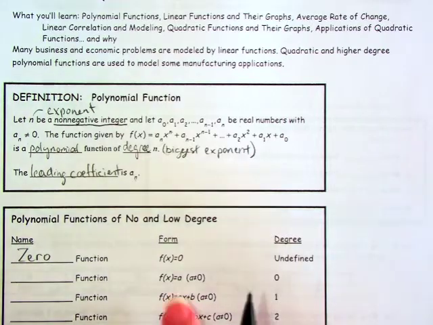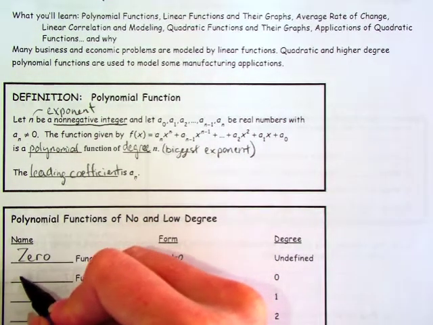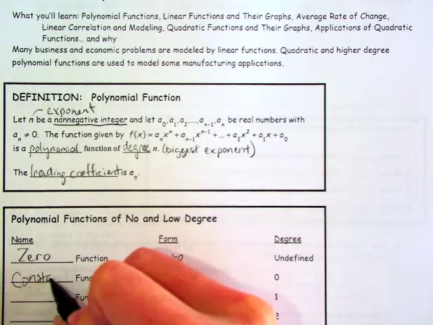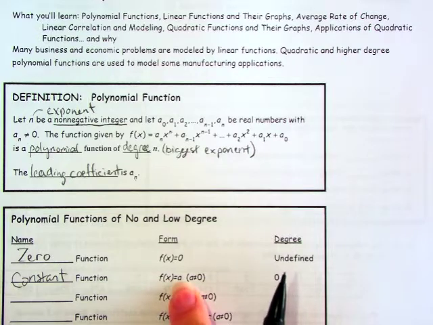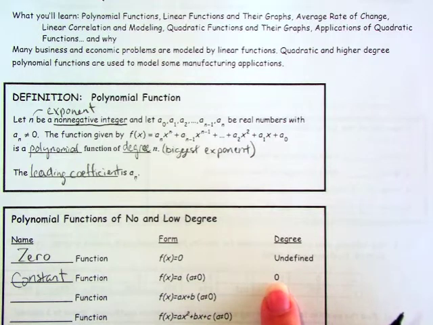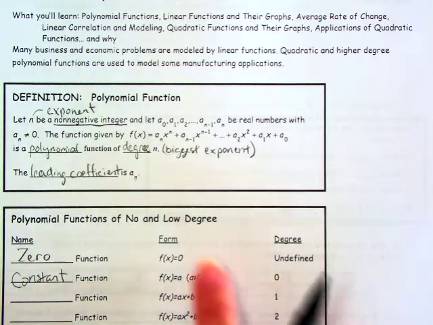The next one is f of x equals 4, f of x equals negative 8, or f of x equals a third, some constant. That is our constant function. f of x equals a constant, a number of any sort, as long as it's not 0. It can be a decimal, it can be a fraction, it can be positive, it can be negative. There's no x there, and if we have no x, that's the same idea as x to the 0, because remember that an exponent of 0 turns whatever you're working with into 1. So if I have something like 4x to the 0, it's 4 times 1, which is just 4. So the degree is 0. Remember, degree is the biggest exponent.